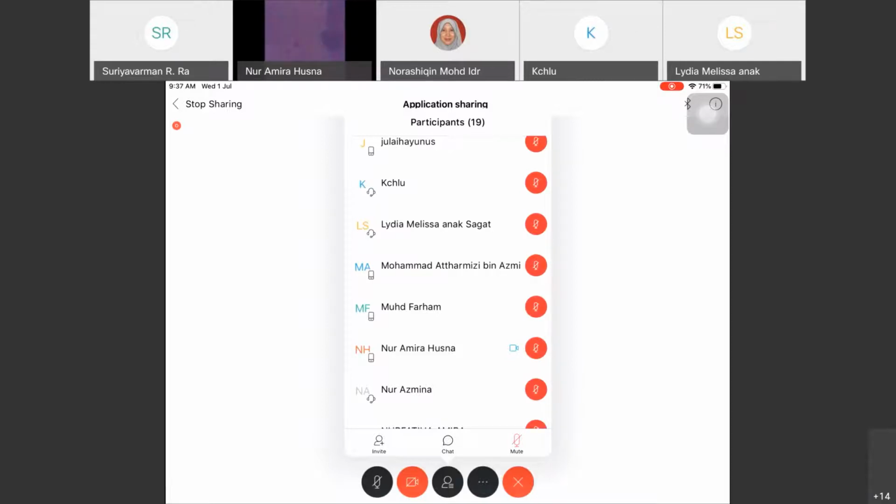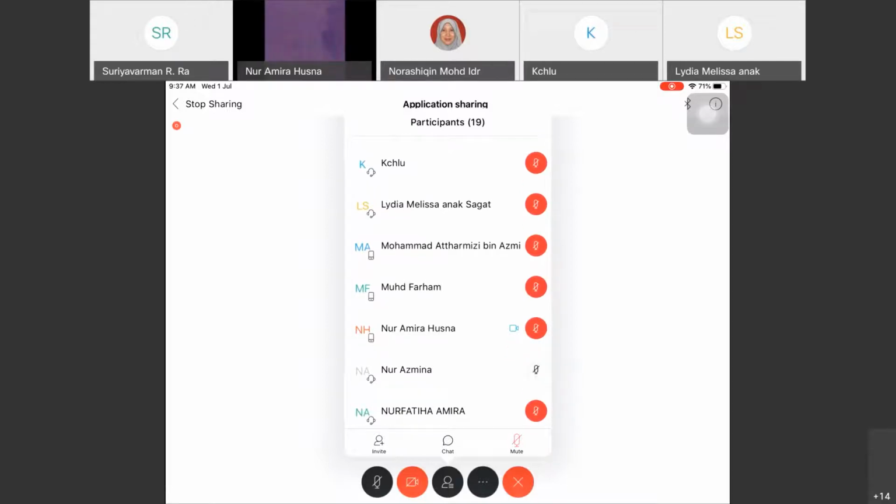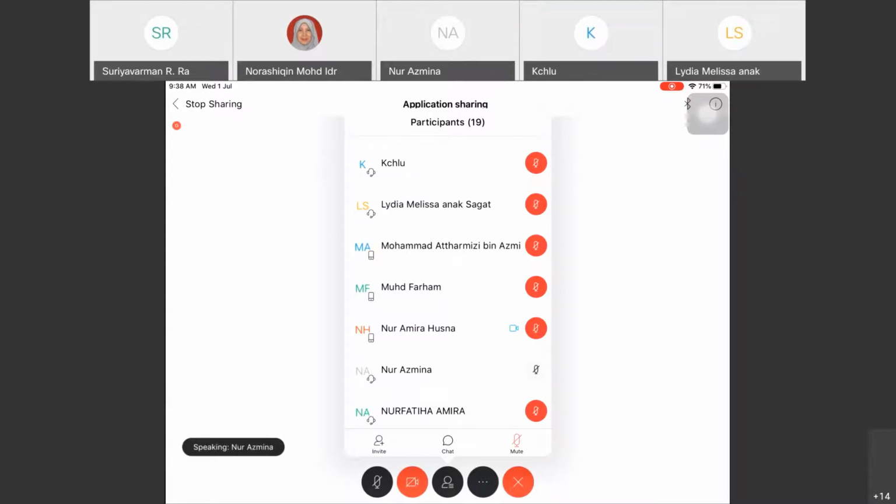Nur Azmina. Yes, doctor. Okay, do you agree with Lydia just now? Lydia said S does not span R3, but I don't know what Lydia got it from. Because the determinant is 0. Thank you very much, Azmina.